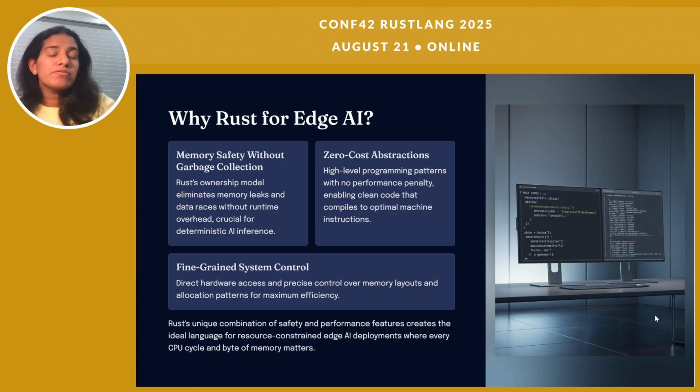Okay. Let me walk through some of the advantages of using Rust on Edge AI. First is memory safety without garbage collection. We can avoid memory leaks and data races without a garbage collector slowing us down. Also, we have zero cost abstractions, so the ability to write clean, expressive code without paying in performance. Also, it has fine grained system control, which means that in edge AI, every byte and every CPU cycle matters.